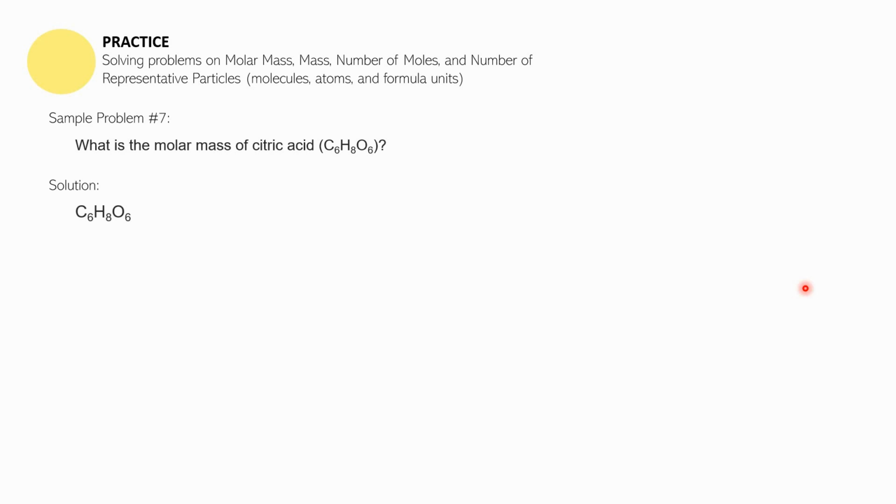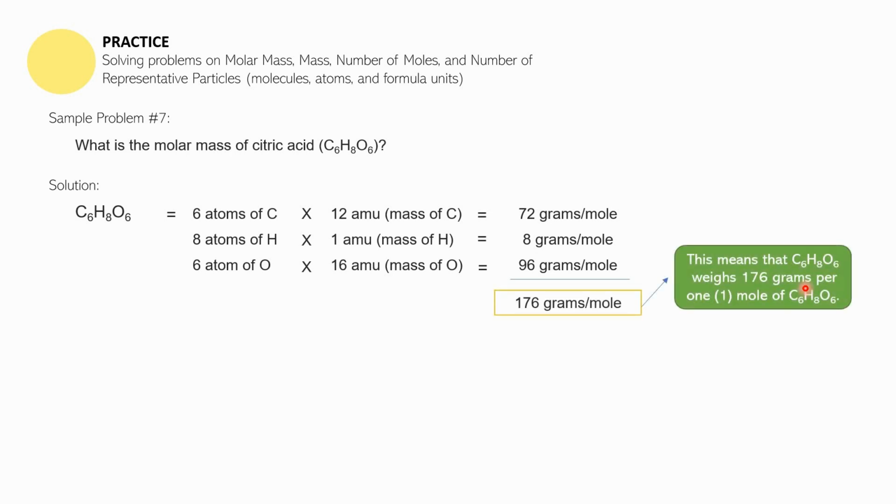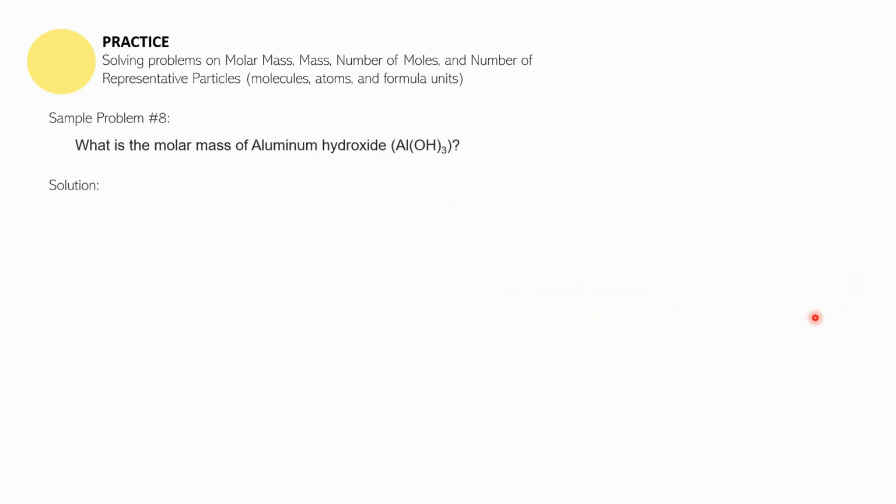First is you report of course, the compound. It's C6H8O6, and the number of atoms are present now. And the next thing that you need to do is to write down the atomic masses for each of them. You multiply them to get the following products, and you add the products to get the following sum. 176 grams of citric acid makes up 1 mole of citric acid. Okay, I hope I made myself clear. Okay, now we continue with sample problem number 8.